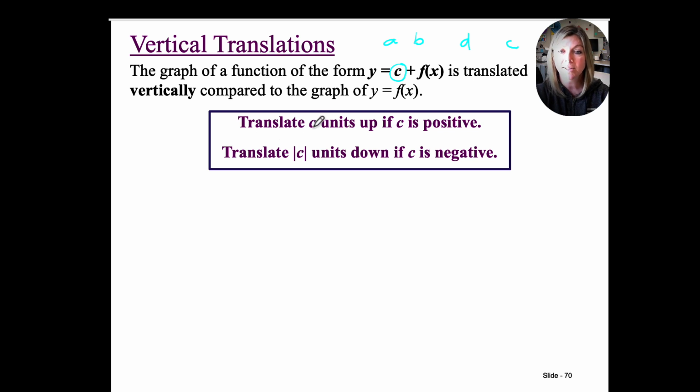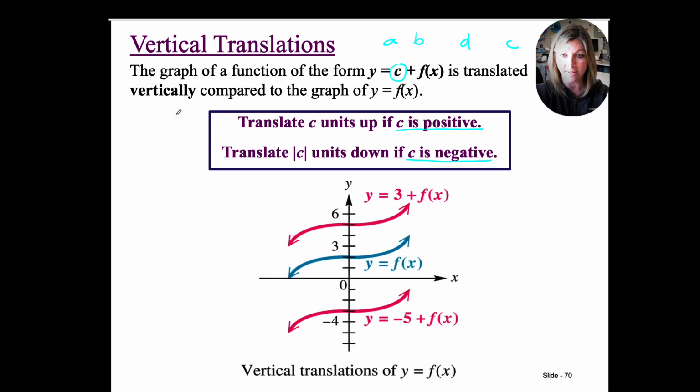So we'll translate C many units up if C is positive, and we're going to translate that same many units down if C is negative, but we'd have to look at the absolute value if it were negative, and in that case we go the same distance, but we translate down instead of up. Let's see a sketch. Here we have a function, y equals f of x, and the argument isn't affected this time. That stays the same. If the argument is affected, you're talking about d. Here, we just have the addition of a positive 3, so this graph is translated or slid up 3 units.